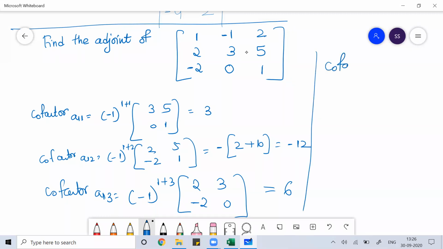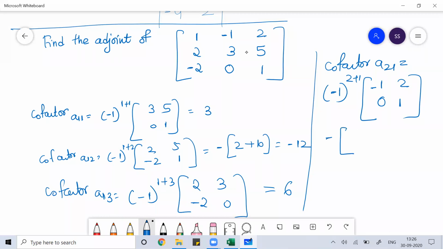Find the cofactor of A21. So the cofactor of A21 is minus 1 to the power 2 plus 1. The minor is minus 1, 2, 0, 1. So this is the minus sign, minus 1, then 0, you get plus 1.